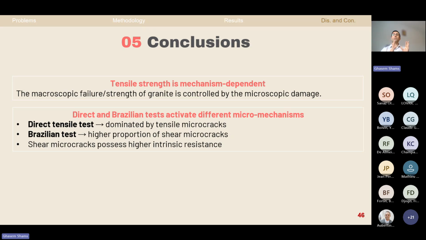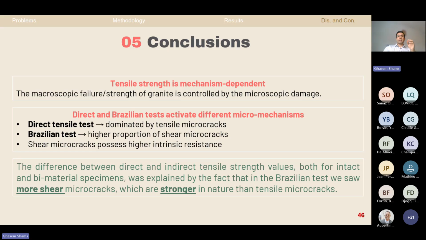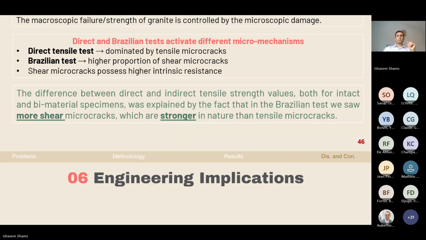Shear microcracks possess higher intrinsic resistance or strength, therefore, they contribute more to increasing the tensile strength of the same material in Brazilian test. And therefore, we can say that the difference between direct and indirect tensile strength values, both for intact and bimaterial specimens, was explained by the fact that in the Brazilian test, we saw more shear microcracks, which are stronger in nature than tensile microcracks.